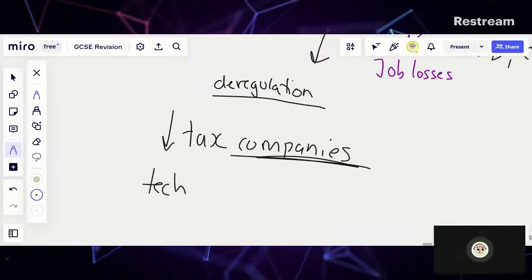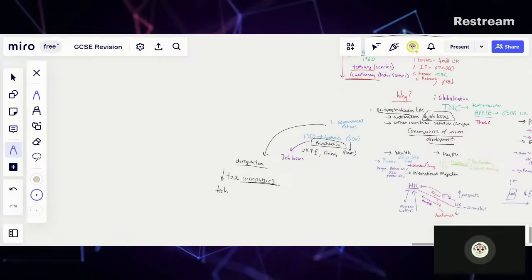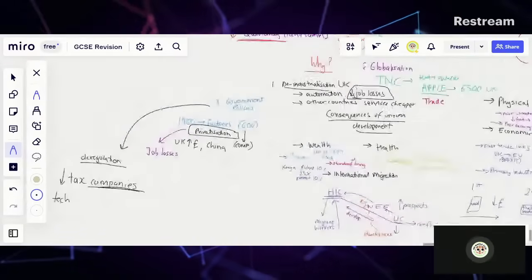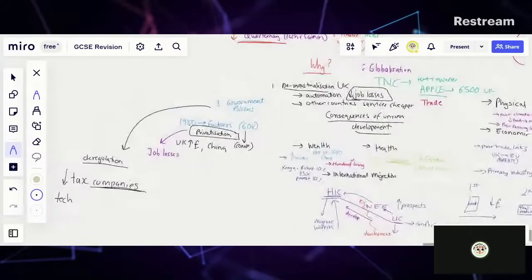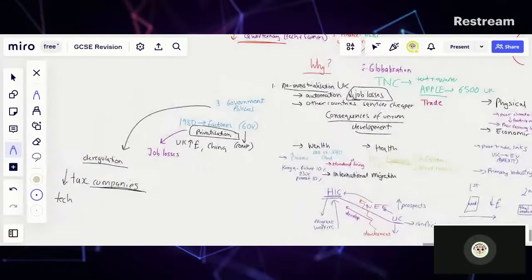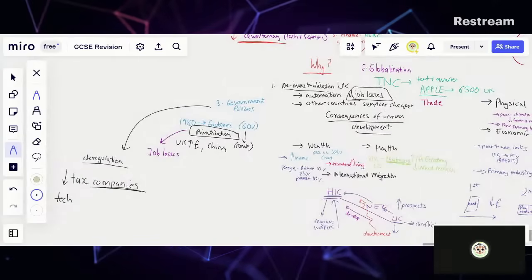Now, those are the main reasons for economic change. We talked about government policies, deindustrialization in the UK, and globalization. Now we need to look at economic development in the UK.